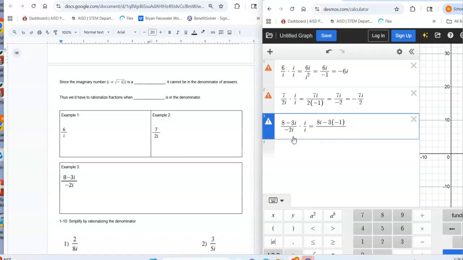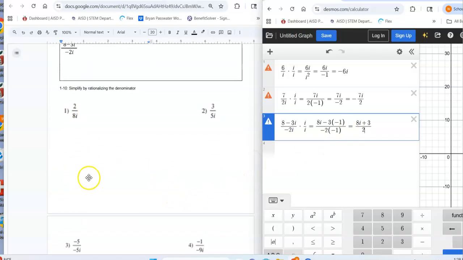Okay, now on the bottom, -2 doesn't change, then i times i is -1. All right, now I can simplify this. On top, the 8i doesn't really change. Now, -3 times -1 is actually +3. So the numerator is 8i plus 3, and then -2 times -1 is 2, and that'd be the answer, 8i plus 3 over 2. And that's how you do this.